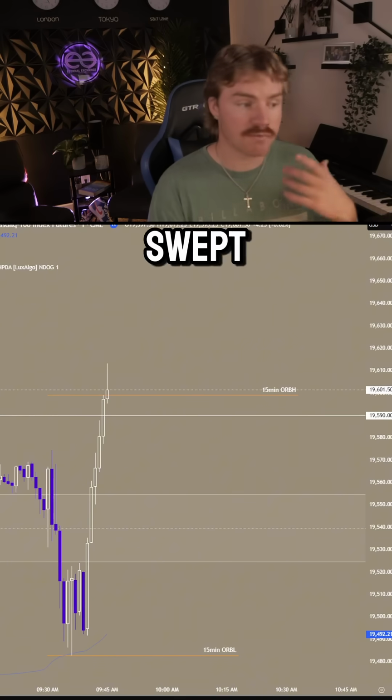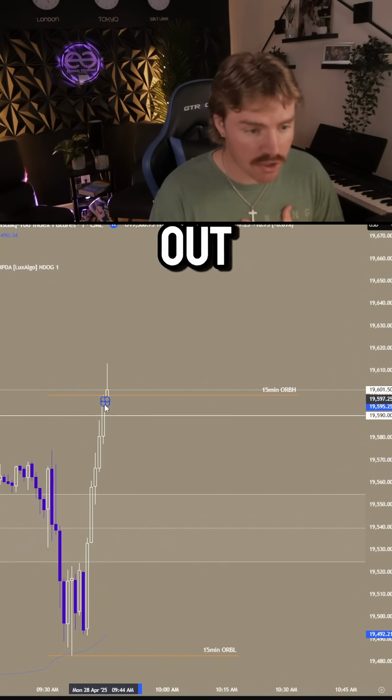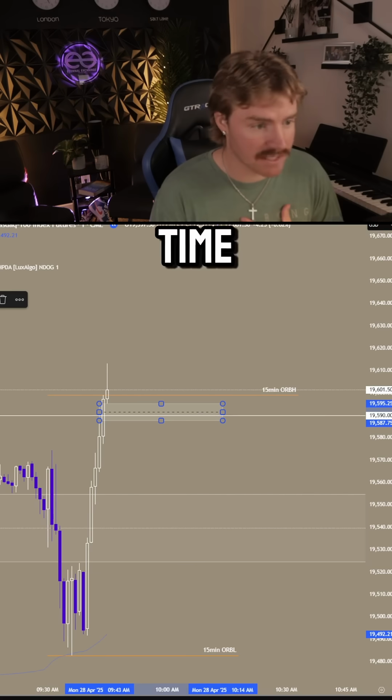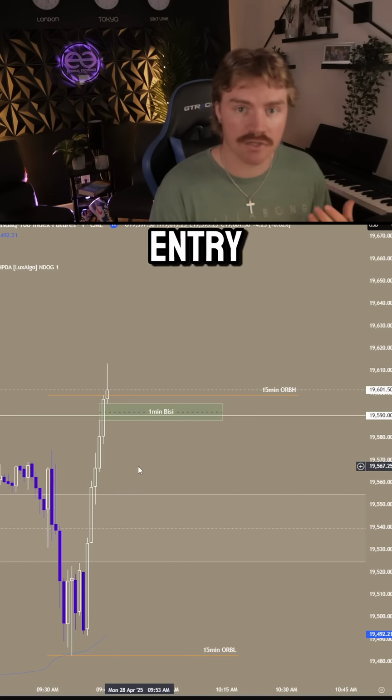So now that I know we've swept buy-side liquidity, we're trading into higher time frame bearish PD arrays, I'm just going to chart out our first bullish fair value gap on the 1-minute time frame, and I want to see that 1-minute fair value gap get inversed for me to grab my entry in the shorts.